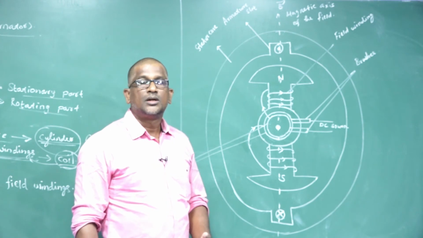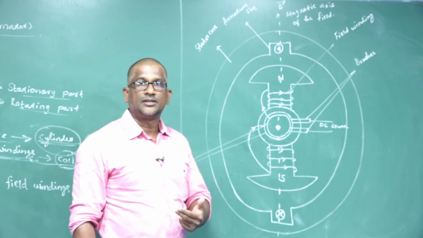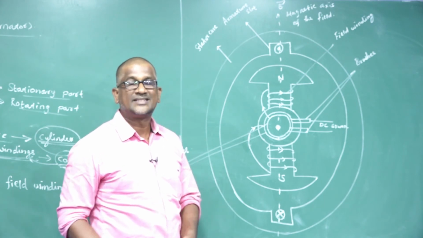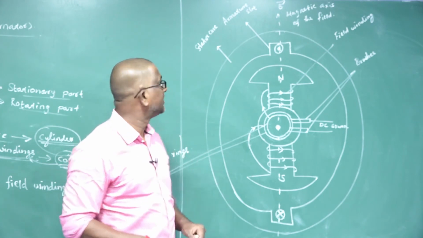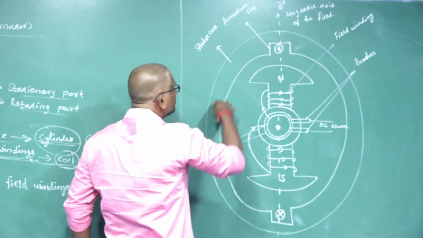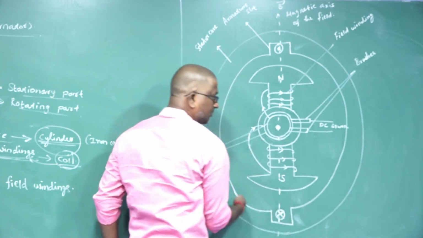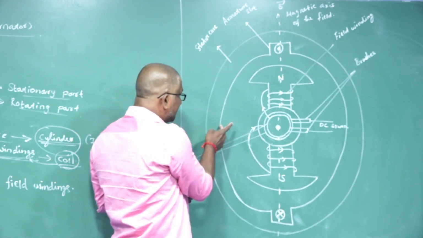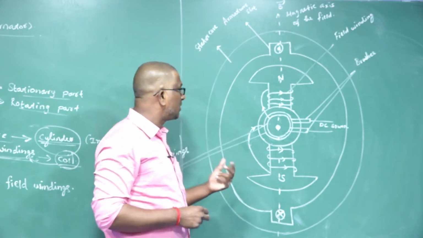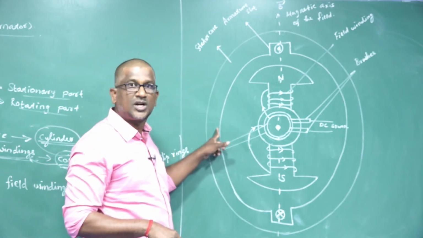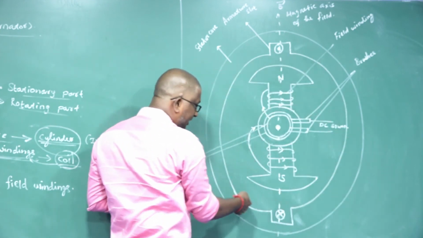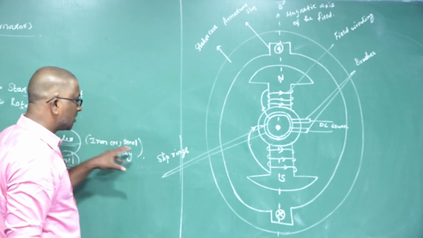Already I told you there are two major parts in the generator. One is a stator and another one is a rotor. Stator is a stationary part of the generator. One of the important components of a stator is the stator core, which is made up of either iron or steel alloy.